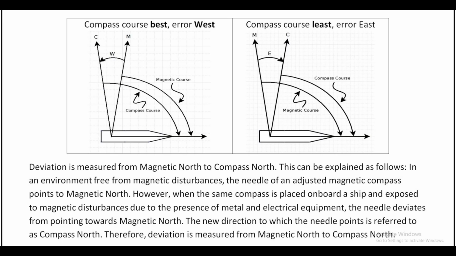Deviation is measured from magnetic north to compass north. This can be explained as follows. In an environment free from magnetic disturbances, the needle of an adjusted magnetic compass points to magnetic north. However, when the same compass is placed on board a ship and exposed to magnetic disturbances due to the presence of metal and electrical equipment, the needle deviates from pointing towards magnetic north. The new direction to which the needle points is referred to as compass north. Therefore, deviation is measured from magnetic north to compass north.